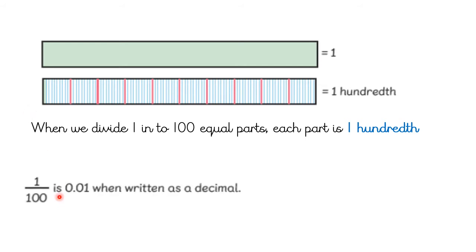So 1/100th as a fraction is like this. We have 1 as the numerator, 100 as the denominator, and this is 0.01 when written as a decimal. And as this girl is quite rightly saying, we read 0.01 as 1/100th.